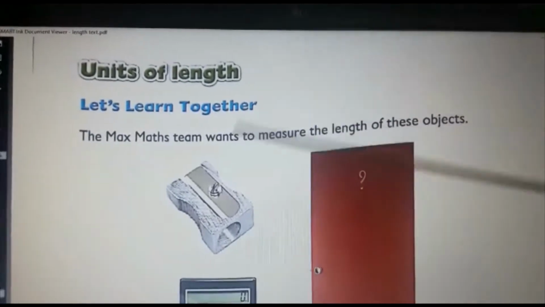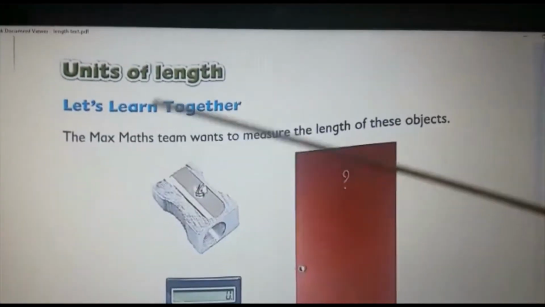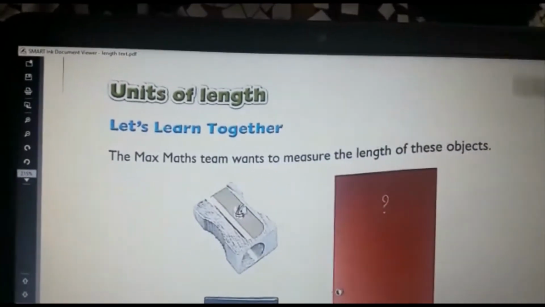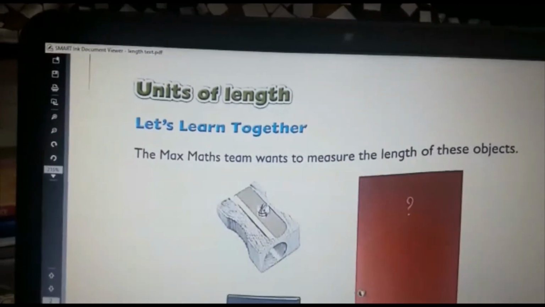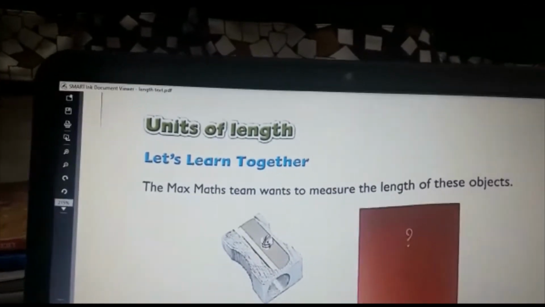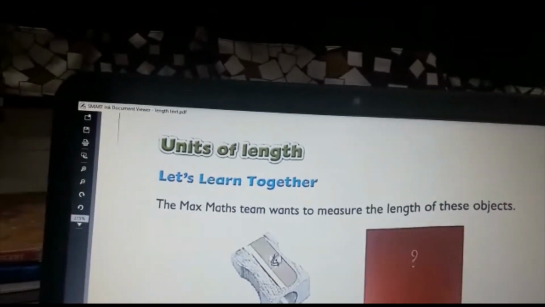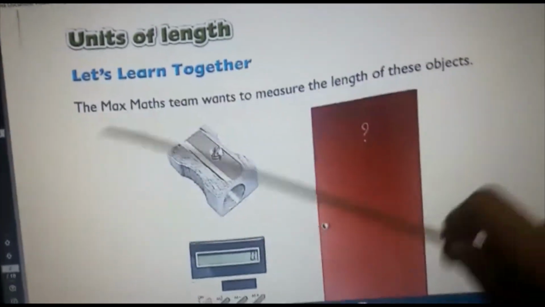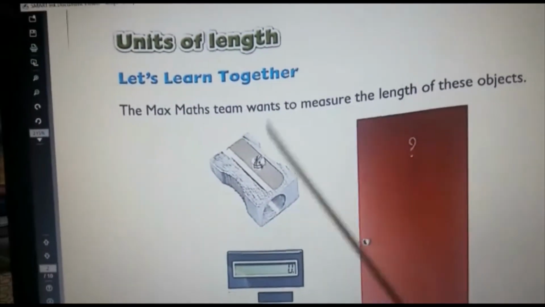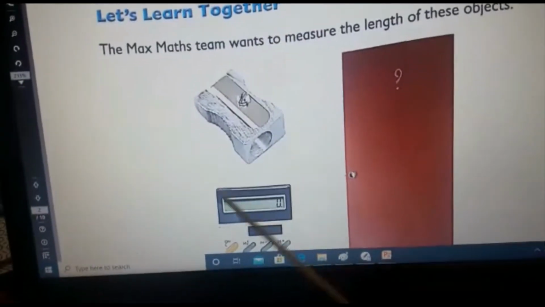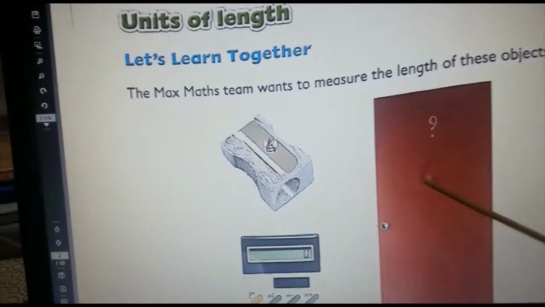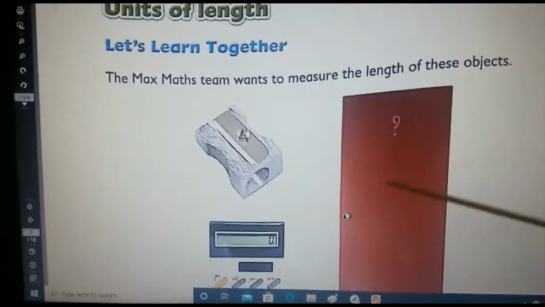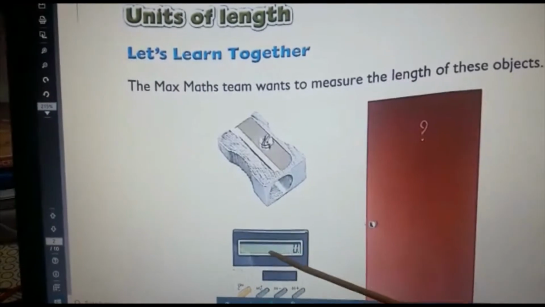There are different units to measure length. You will be measuring your cutter by a different unit, you will be measuring a book by a different unit, and you will be measuring the wall by a different unit. So first, you can see a cutter there and a sharpener. Then you can see a door there, and you can see a calculator there.